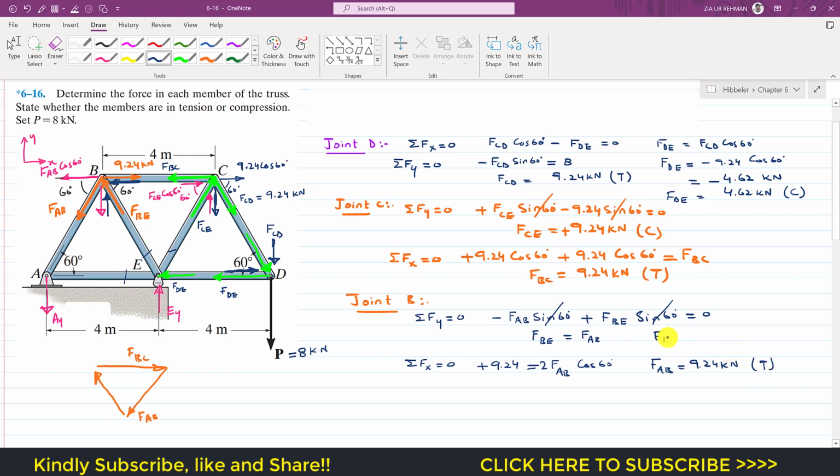And similarly, FBE is also equal to FAB. The magnitudes are equal, but the FBE force is acting toward the joint B, so this means that the BE member is in compression.